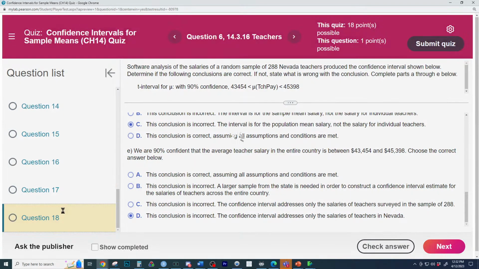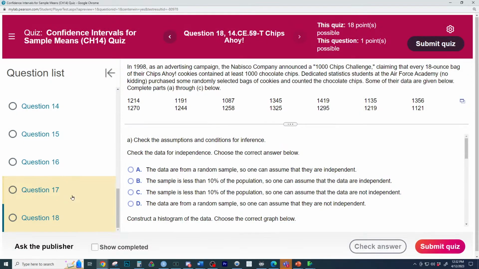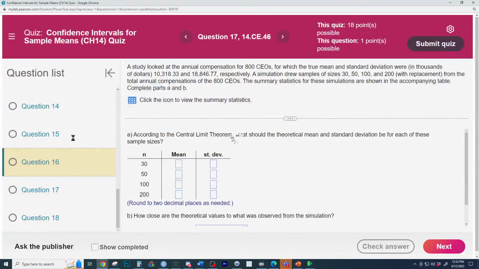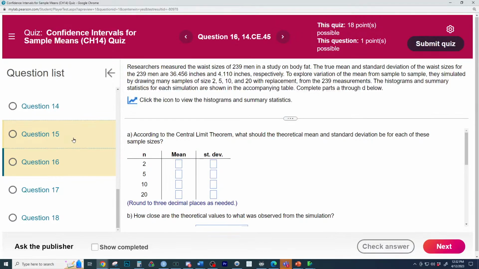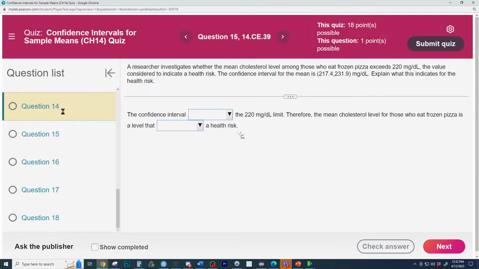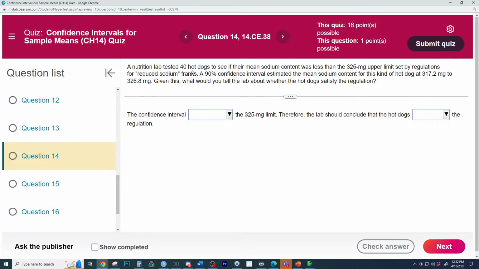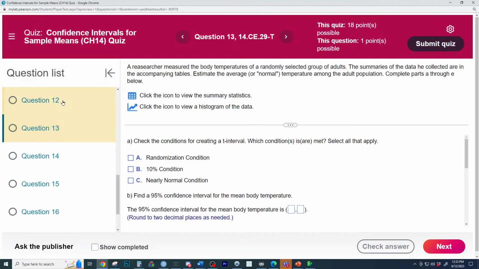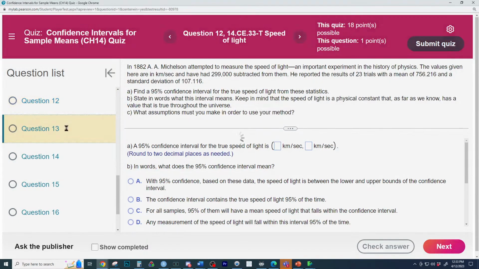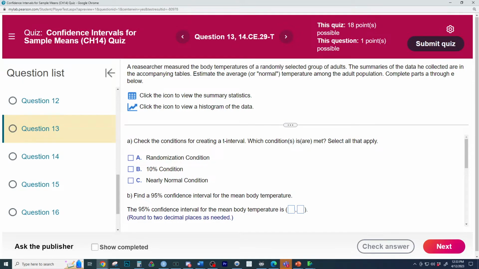A researcher measured body temperatures. They measured waist sizes. That is a sampling distribution question. There's the hot dog question right there. Classic question. Oh, there it was. Body temperatures. Okay, so for this one, we are seeing right here.